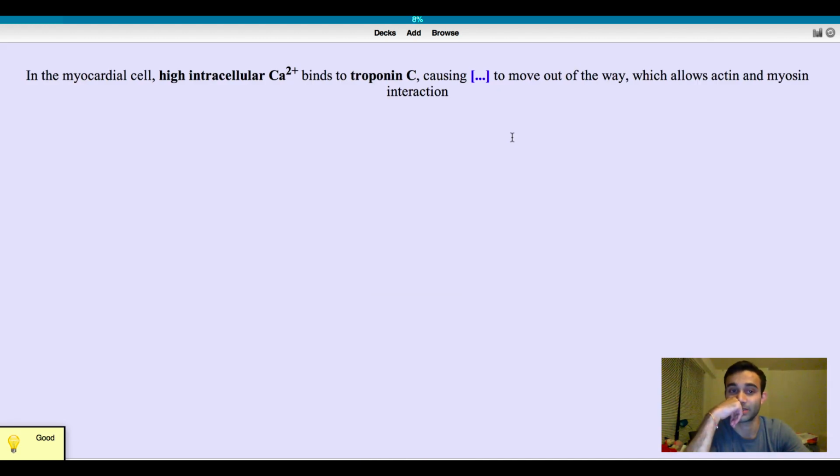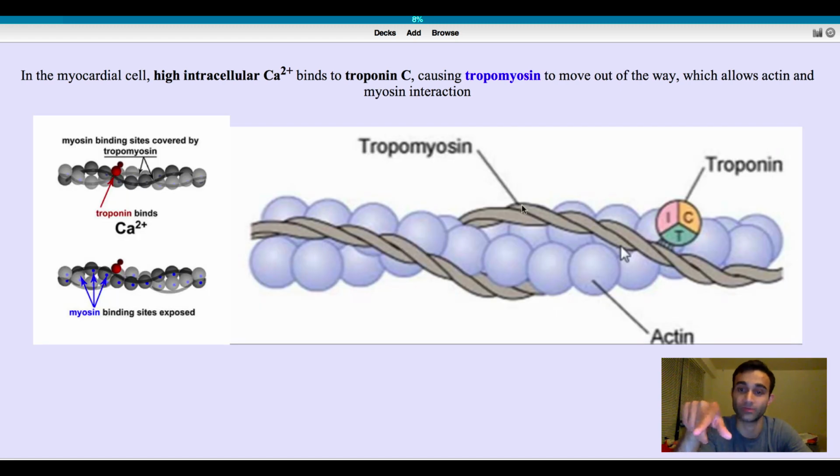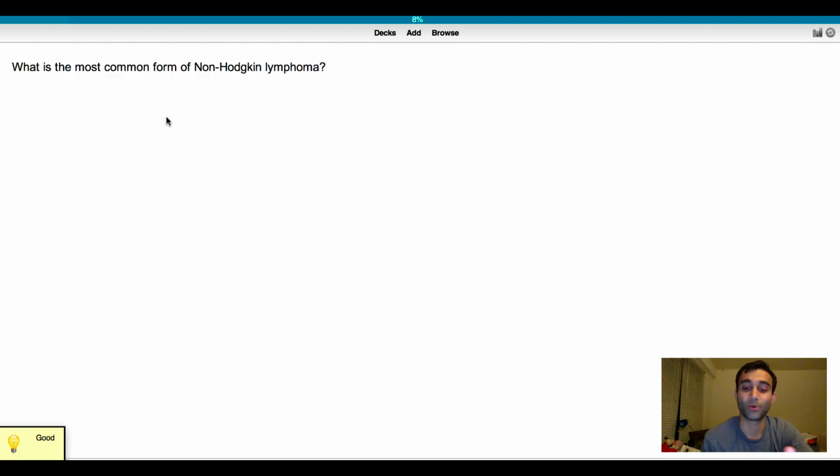In a myocardial cell, high intracellular calcium binds to troponin C, causing blank to move out of the way, which allows actin and myosin interaction. Oh, it causes the tropomyosin to move out of the way because tropomyosin is on top of myosin, hiding the actin binding sites. So when the troponin binds to the calcium, the tropomyosin moves away, and you'll see right there. I'll do one more, and then we'll call it a day.